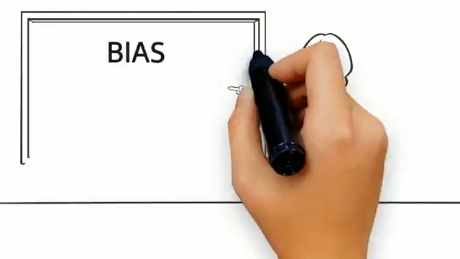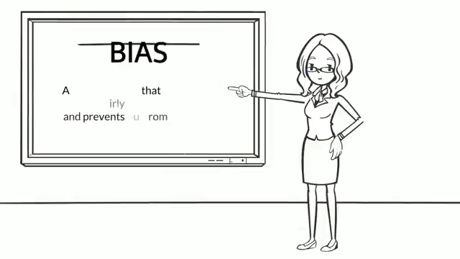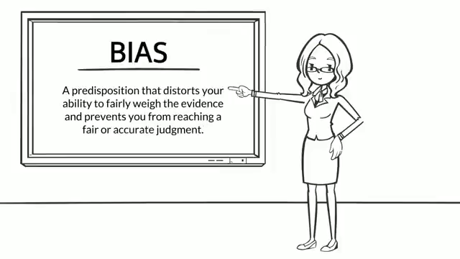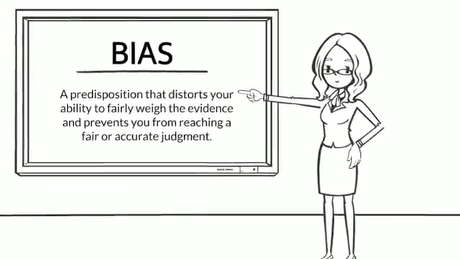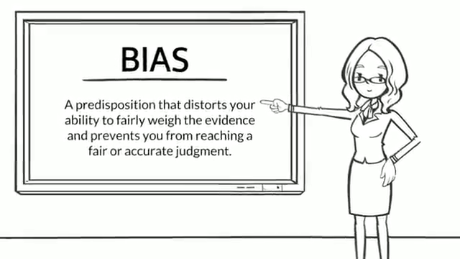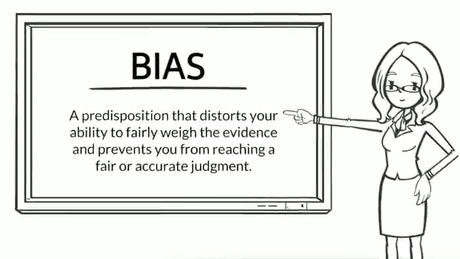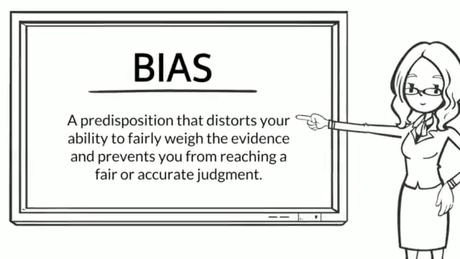Let's start with the definition of bias. A predisposition that distorts your ability to fairly weigh the evidence and prevents you from reaching a fair or accurate judgment. Notice the word predisposition. That means that the bias comes before the effort to verify and report a story. Based on this definition, how can you go about finding bias in the news media?